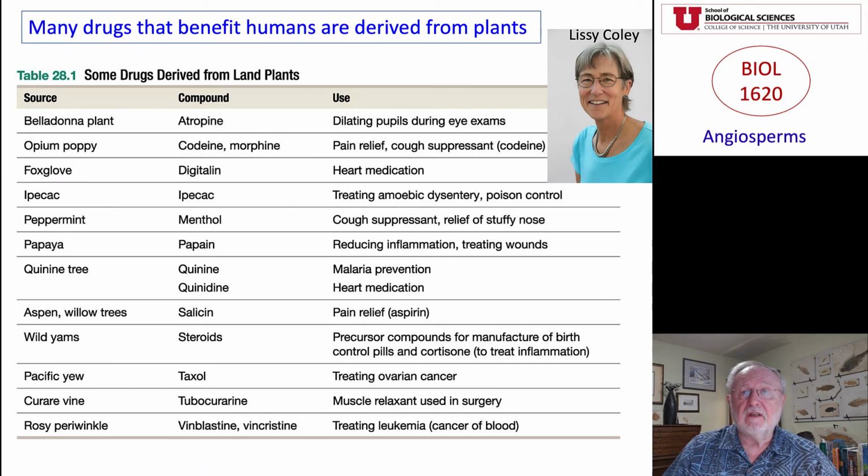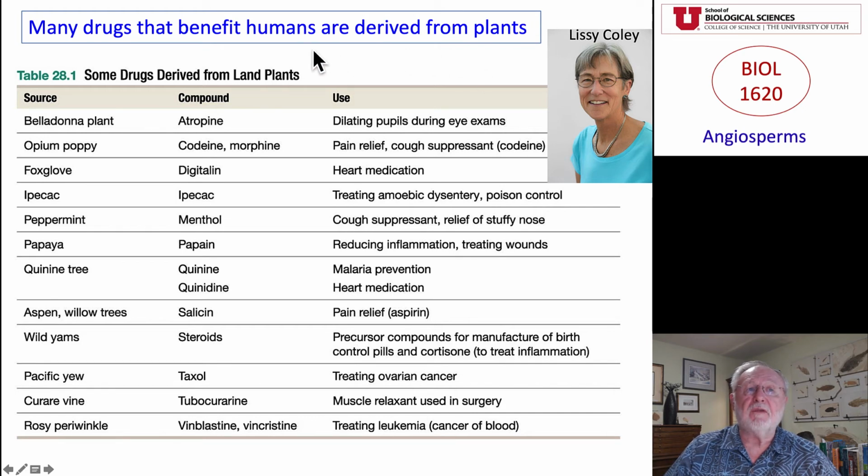We have faculty at the University of Utah who have built careers studying plant secondary compounds and identifying plant secondary compounds that benefit humans because they have a biomedical application. One of those faculty is distinguished professor Lucy Coley, who has built a career trying to understand what compounds are produced, why they are produced, and do they have benefits.